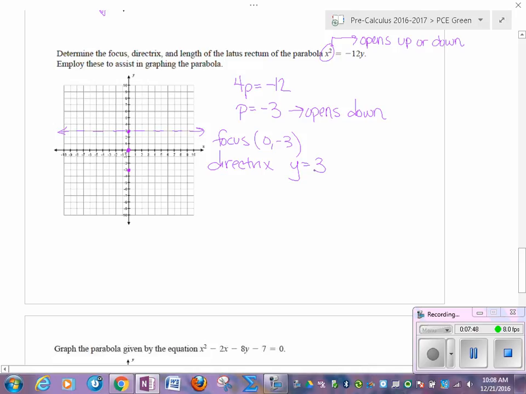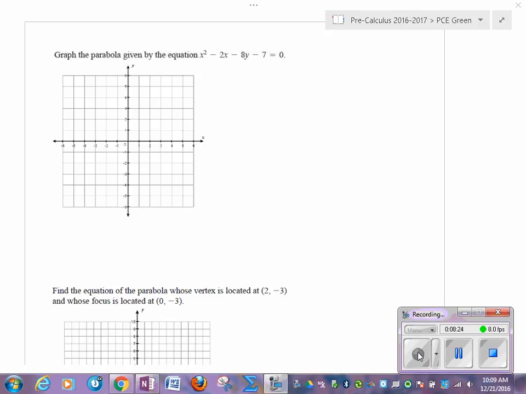Okay, now we also need to find the length of our latus rectum. Here's where that absolute value comes into play. So really, the length of our latus rectum is 12. So from our focus point, we're going to go over to the right 6 and over to the left 6. Causing our parabola to open down, be fairly wide. Okay, so we found our focus is at (0, -3). Our directrix is y equals 3. The length of our latus rectum was 12. Our parabola opened down, and we're done with that one.